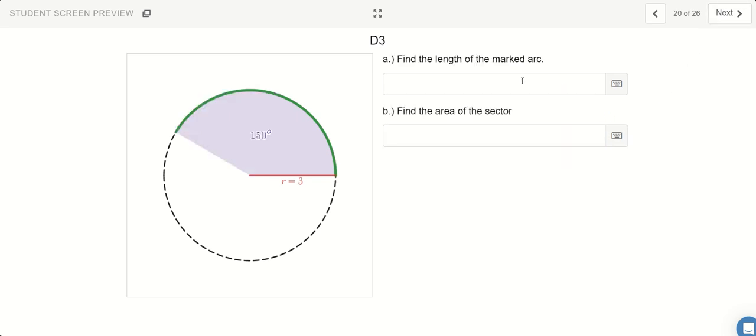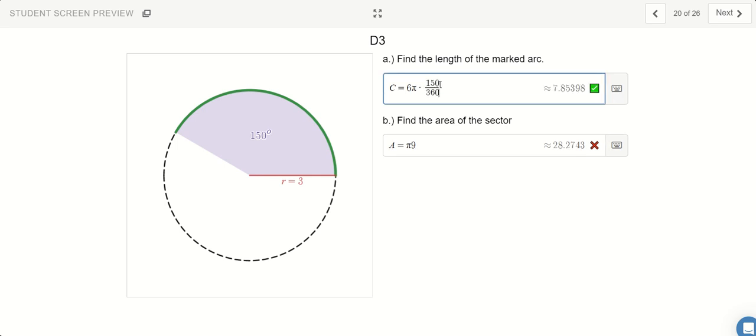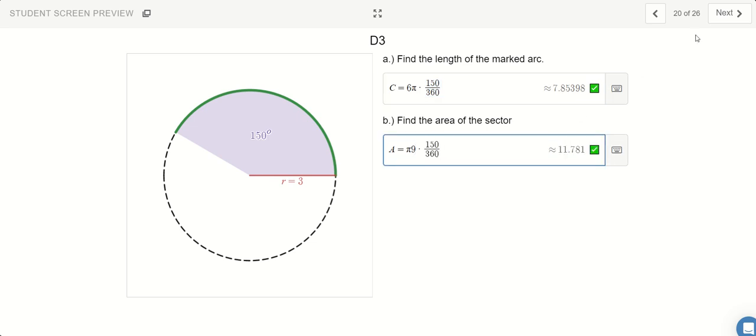Okay. Here, let's try this one. Again, circumference is diameter pi. Area is pi r squared. Here, the diameter, the whole length across would be 6. Here, the radius is 3, so pi 3 squared, or 3 times 3 is 9. And instead of getting the entire pizza, I just want a part of it. I want a 150-degree part out of 360. Okay, so again, this is the whole thing, and I just want a fraction of it.